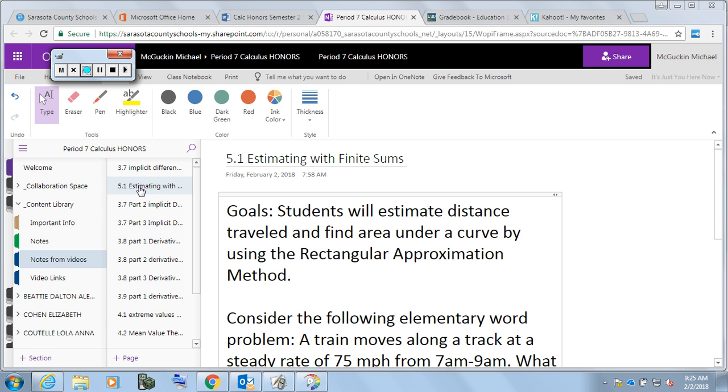Alright guys, so we are diving into chapter 5 today in this video, and the title of chapter 5 is called the definite integral. Okay, so we've just wrapped up our whole lesson on derivatives and applications of derivatives, and now we are diving into what is called the definite integral.